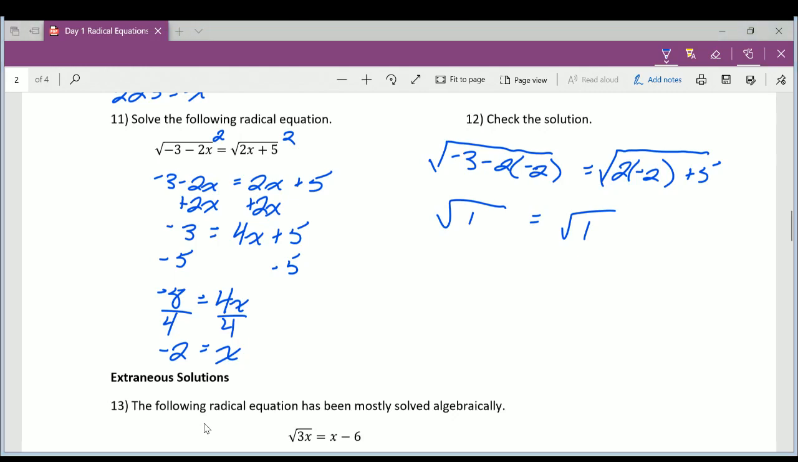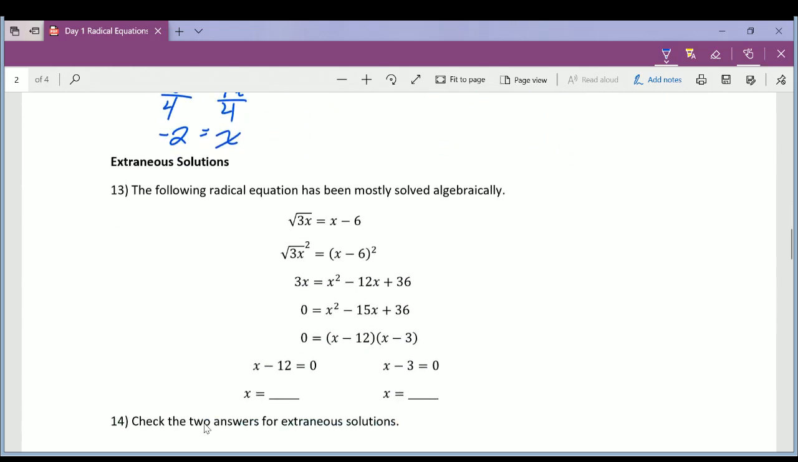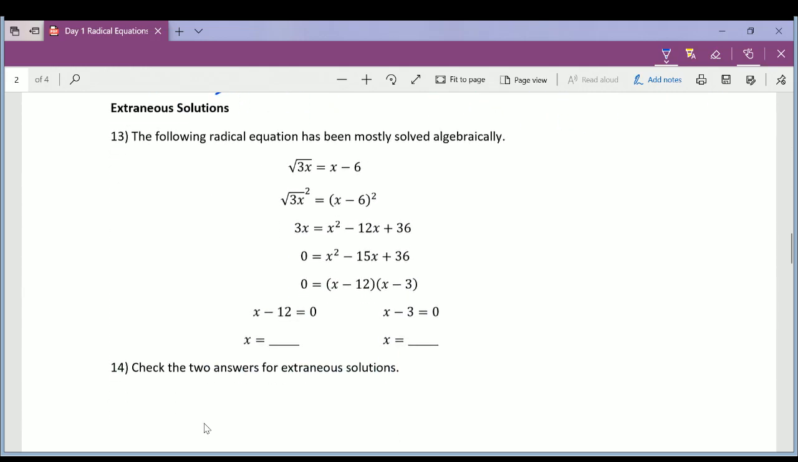Okay, that's going to be the vast majority of what you're looking at. But let's go ahead and take a look at 13. 13 I have worked out for you already, okay? In this case, what happened is you've got a variable that's not underneath the radical. So the rule still applies where we had to have the radical alone on one side, and then here you can see we squared both sides.